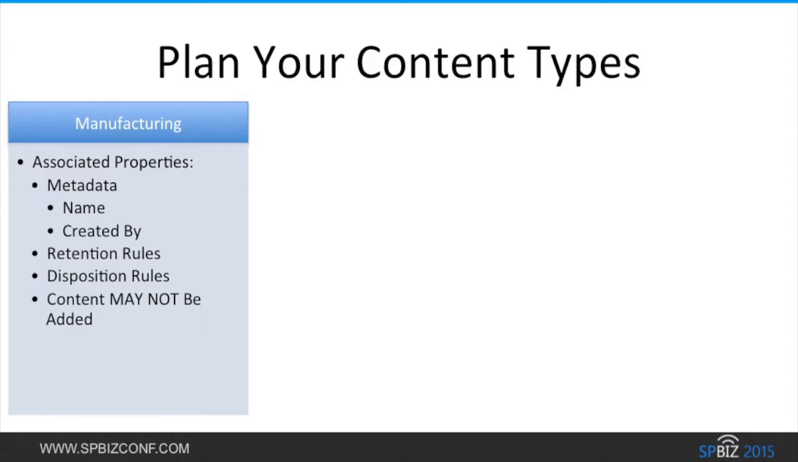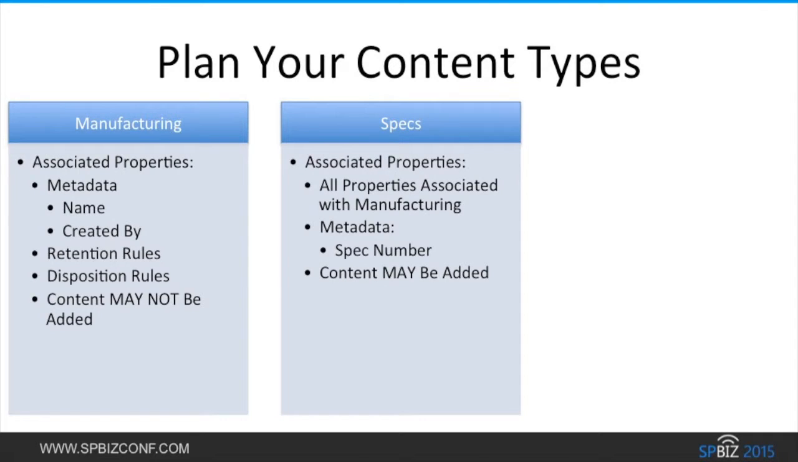We then have created specs, a content type below manufacturing. This content type would receive as a child content type all of the properties associated with the manufacturing content type, including the metadata, fields of name and created by, the retention rules, and the disposition rules. In addition, we've added some additional properties, including the metadata field of spec number, and we've opened this content type up to allow for the upload of content.